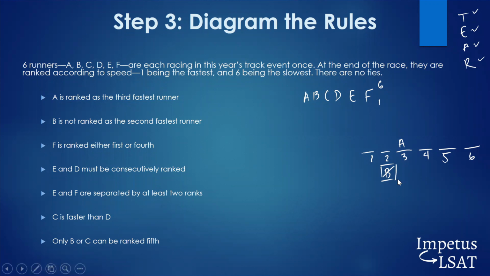Another thing I want you to note is I'm keeping things very organized in my setup. Down here, I'm going to put my negative rules, or rules that tell me where something cannot go. Up here, I'm going to put my positive rules, or the rules that tell me where something can or must go. And it's very important that we keep things organized because keep in mind, we're not being graded on how we diagram, right? The LSAT is never going to ask us, how would you diagram this particular rule? That's not going to be a question.